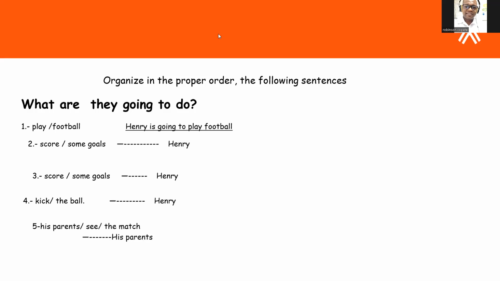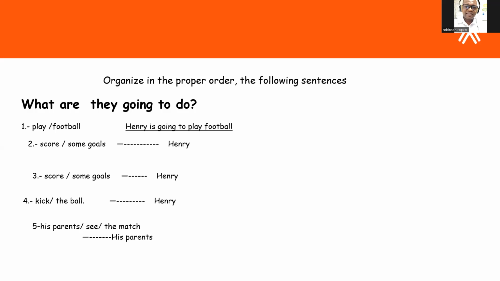Okay, excellent. Aquí tenemos, his parents see the match. ¿Cómo sería? His parents see the match. Ahí yo les ayudé. His parents are going to see the match, dice Diana. Excellent, perfect. His parents are going to see the match. Perfect, Blanca. Perfect, Oscar. Maria del Carmen, excellent.